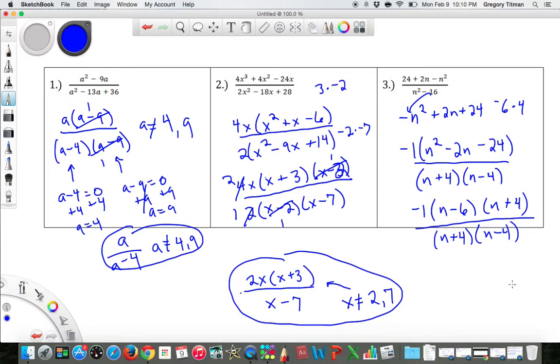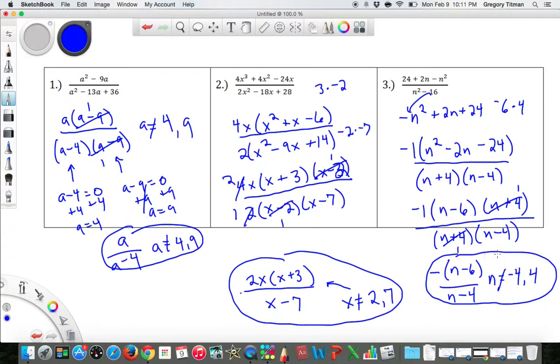So what values of n are excluded here? Well, what value of n makes this factor 0? That would be negative 4. Negative 4 plus 4 is 0, so the product would be 0. And in this one, it would be positive 4. So n cannot equal negative 4 or 4. And now we just reduce any common factors, so n plus 4 over n plus 4 is just 1 over 1, and that's it. So we're left with negative, I could put the 1 there, I'm just going to leave it as negative (n minus 6), there's an implied 1 there, over n minus 4, and n cannot equal negative 4 or positive 4. So there you go.